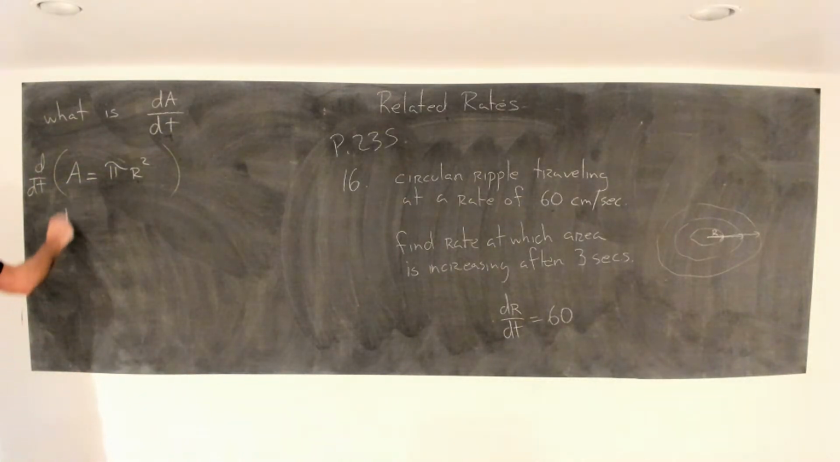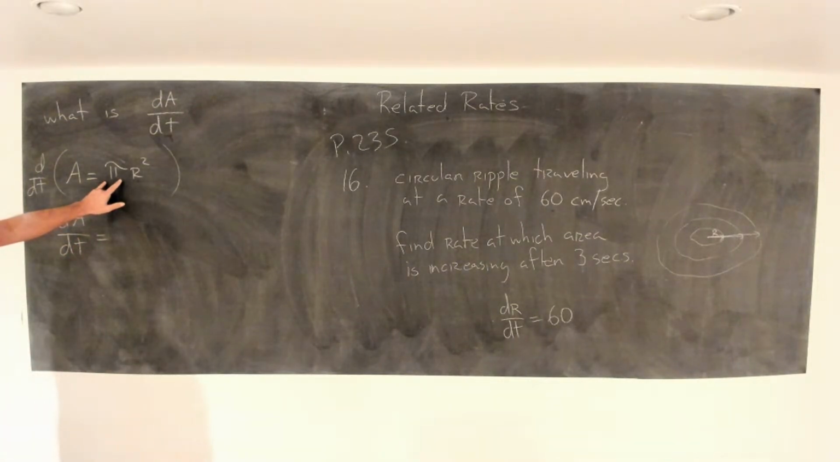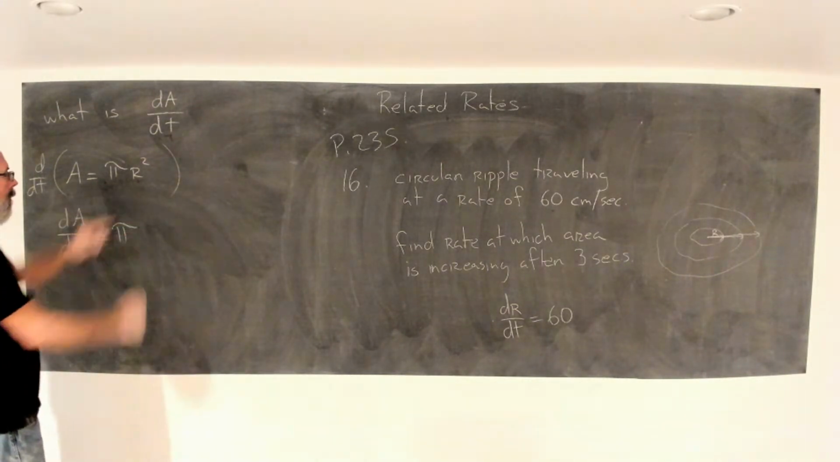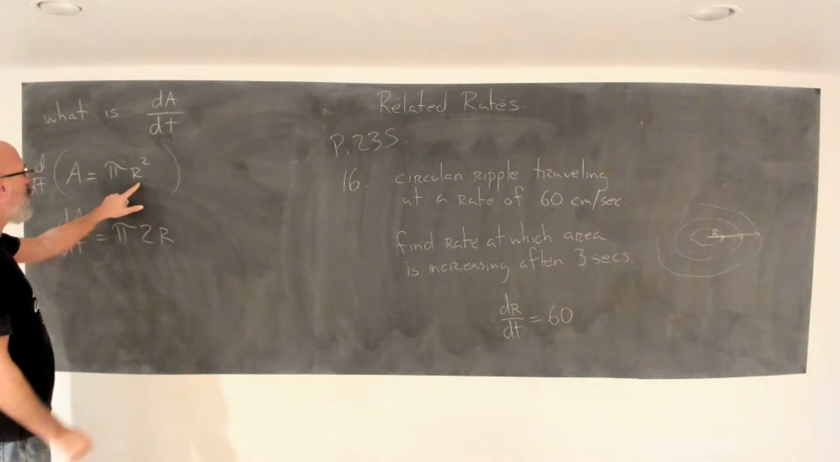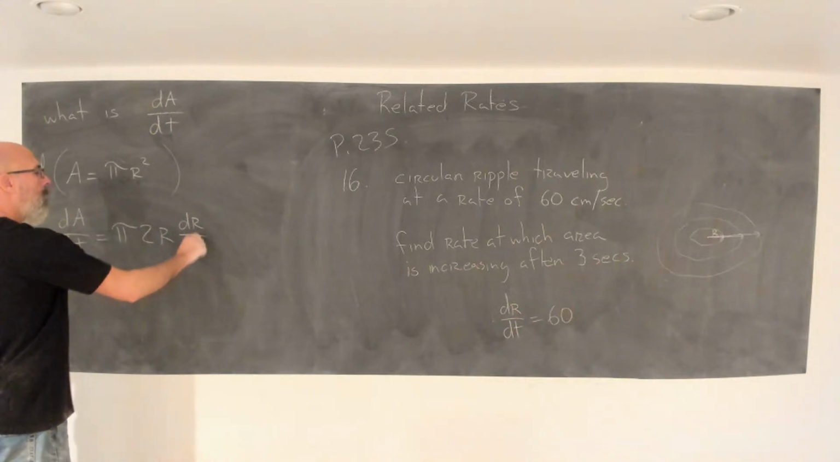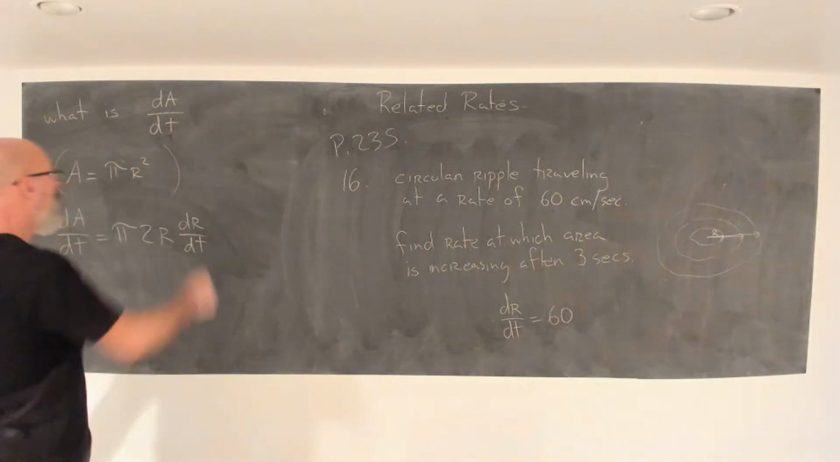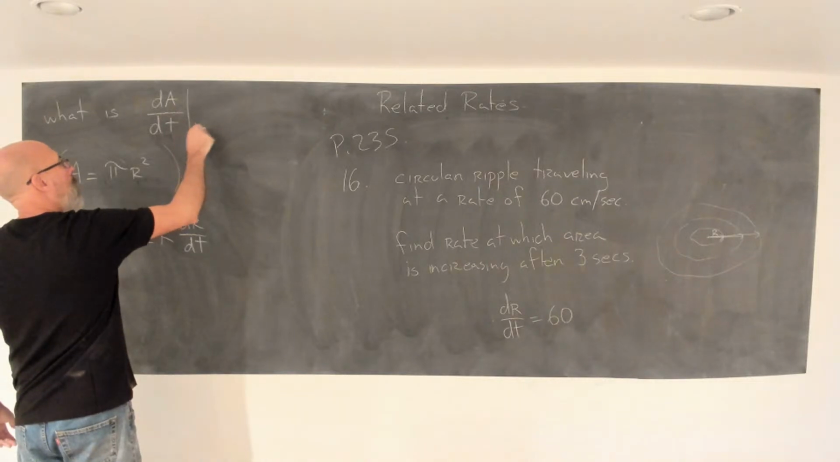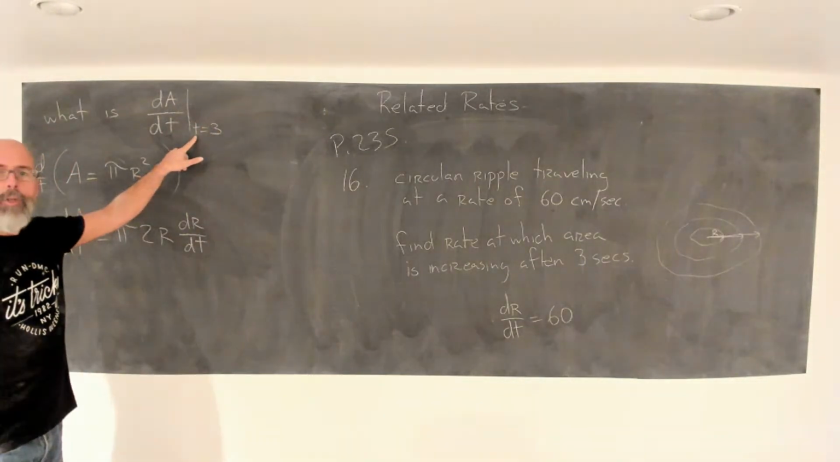Differentiate the whole equation, so the left-hand side becomes dA/dt. Pi is just a constant. This is something squared, so the derivative is 2r, and then you differentiate the inside, right? Chain rule. The derivative of the inside is dr/dt. What do we want? We want the rate of change after 3 seconds. Have I introduced this notation? If not, let me introduce it now.